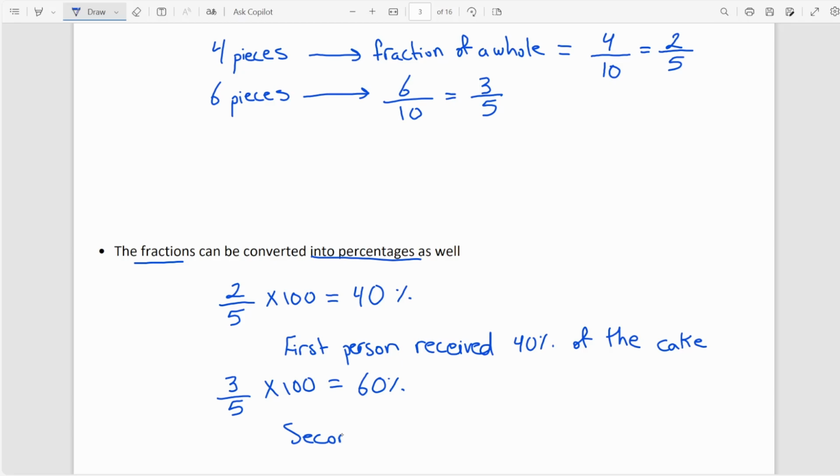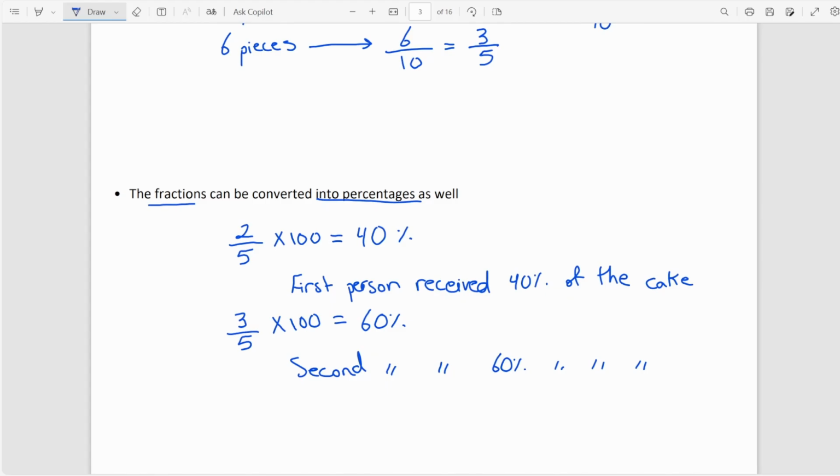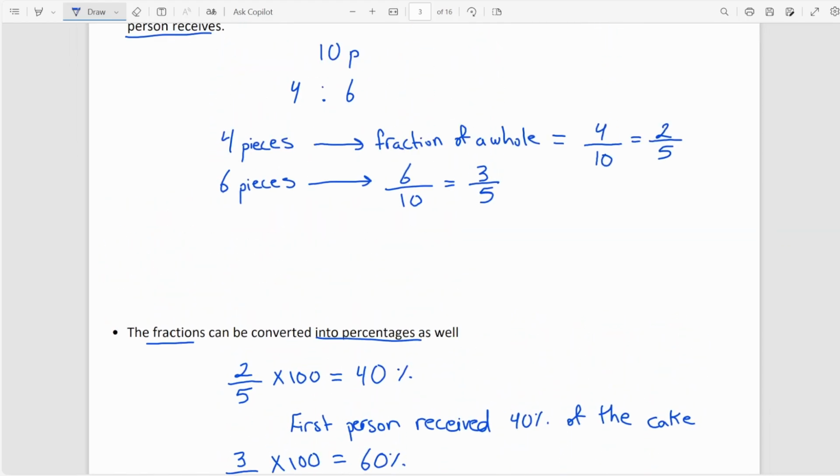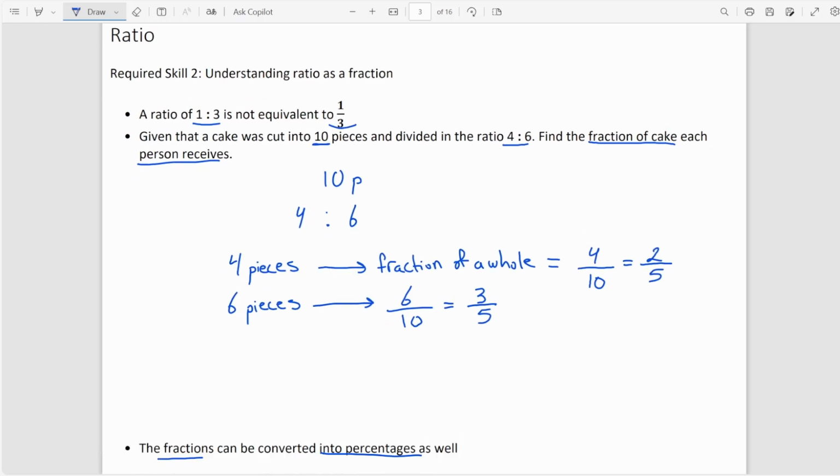So the second person received 60% of the cake, okay? And it's really important to understand this. So this is what we mean by saying that in ratios, 1 to 3 is not 1 over 3, okay?